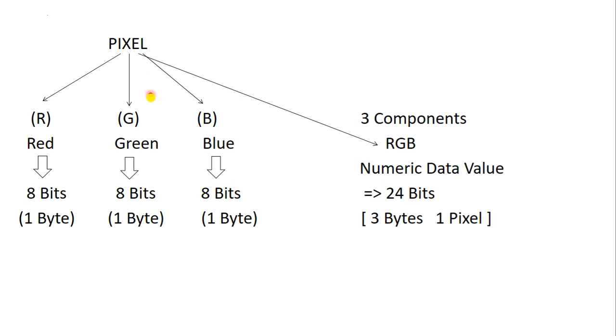Okay, so 8 bits means how much? 1 byte. So again, 8 bits means 1 byte. So 3 bytes equal to 1 pixel.